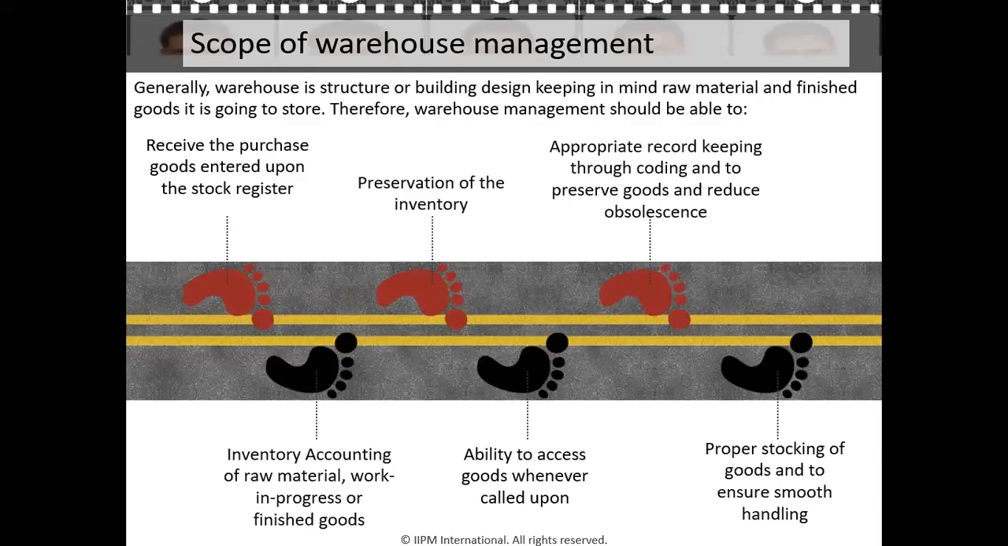Scope of warehouse management. Generally, a warehouse is a structure or building designed keeping in mind the raw material and finished goods it is going to store. Therefore, warehouse management should be able to receive the purchased goods, enter them upon the stock register, and do inventory accounting of raw material, work in progress, and finished goods. Then you have preservation of the inventory, and the ability to access goods whenever called upon.